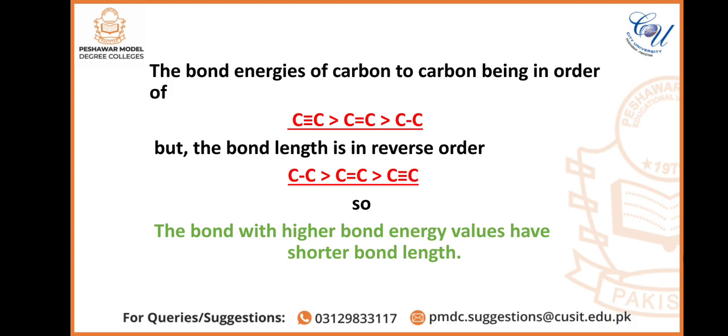We can explain this by taking the example of carbon-carbon single, double and triple bond. Triple bond is stronger than double bond, which in turn is stronger than single bond. So the bond energy of triple bond is greater than double bond, which is greater than single bond. So their bond lengths follow the reverse order, as you can see on the screen.